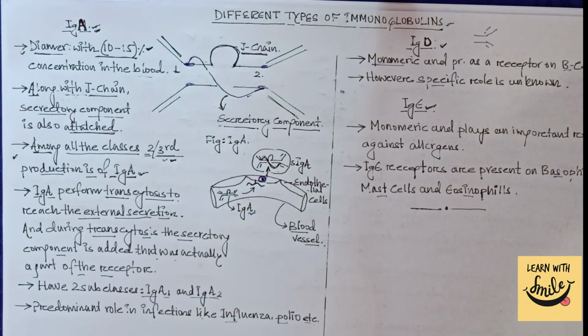So those infections that occur via the respiratory tract, GIT, those infections would have to face the immunoglobulin A, and the immunoglobulin A on the other hand will defend us from such kinds of viruses that enter our body via the external secretion. So that's all for immunoglobulin A.